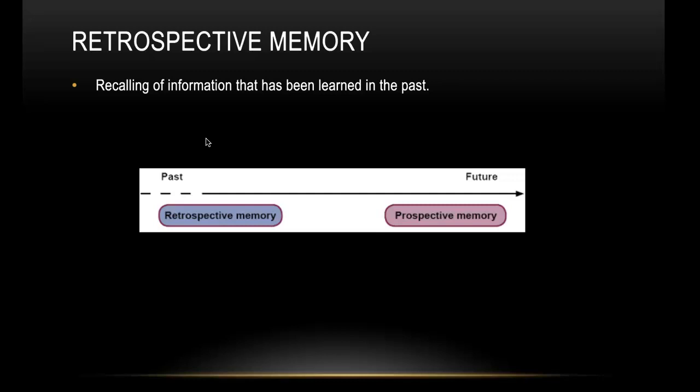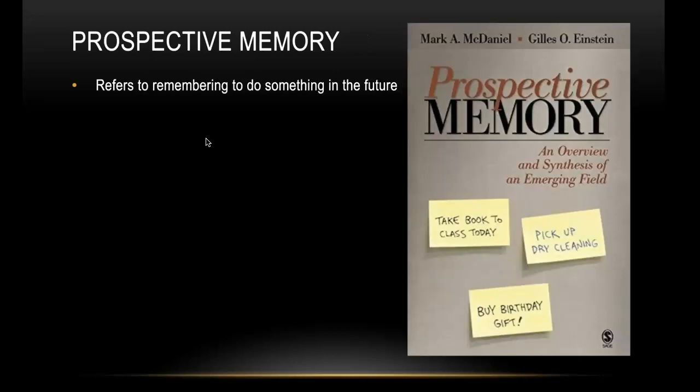And then prospective memory is things that you are remembering to do in the future. So, paying your bills or going to the bank or picking up dry cleaning. That's an example of prospective memory because it's something that you haven't done yet, but you need to remember to do.